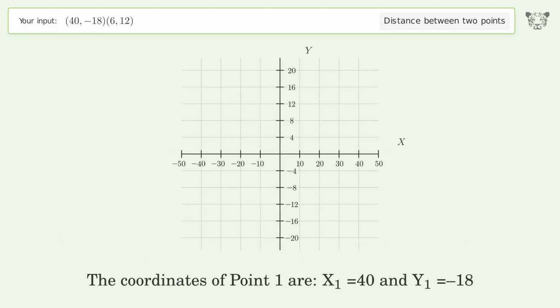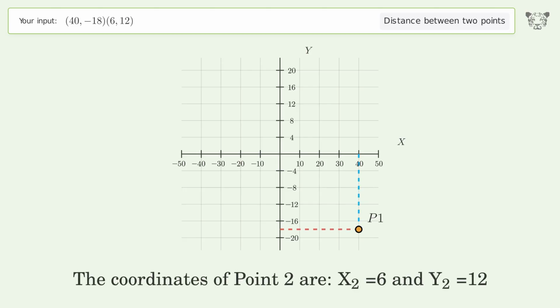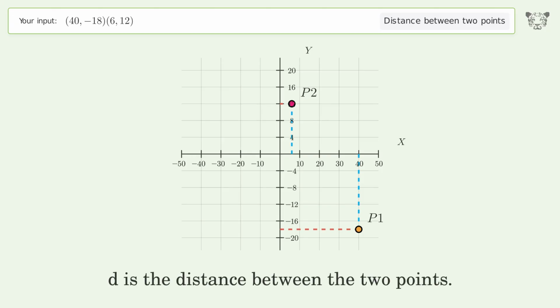The coordinates of point 1 are x1 equals 40 and y1 equals -18. The coordinates of point 2 are x2 equals 6 and y2 equals 12. D is the distance between the 2 points.